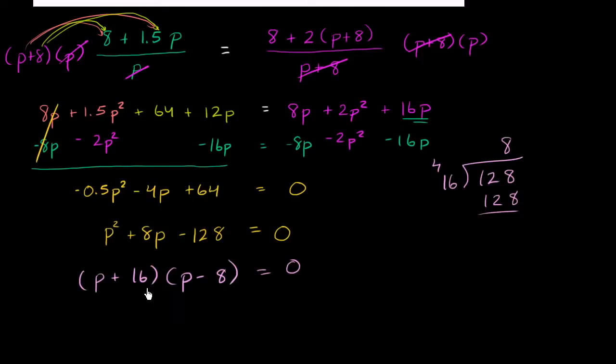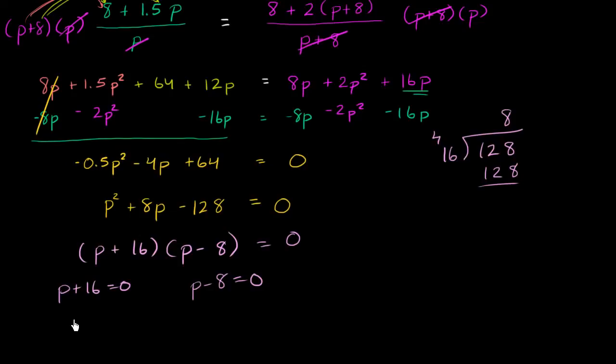Now this is going to be equal to 0 if at least one of these two is going to be equal to 0. So we have two solutions. Either p plus 16 is equal to 0, or p minus 8 is equal to 0. For this one, subtract 16 from both sides, you get p is equal to negative 16. Here, you get p is equal to 8 if you add 8 to both sides.